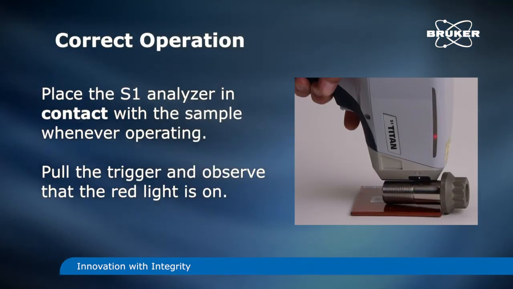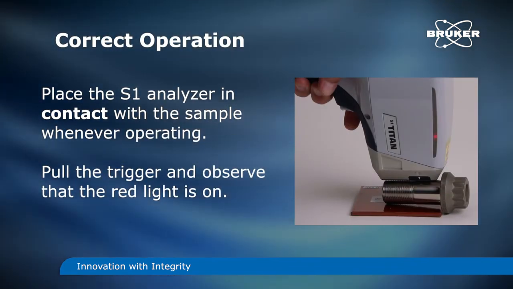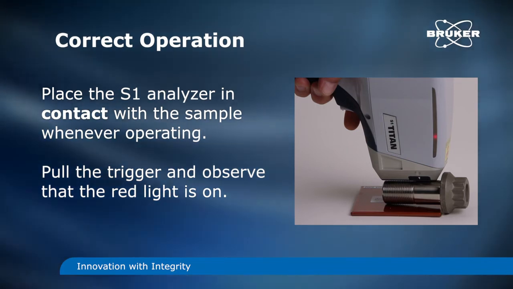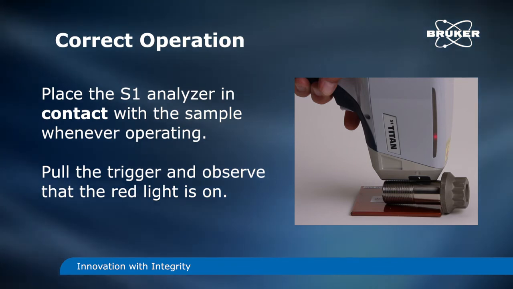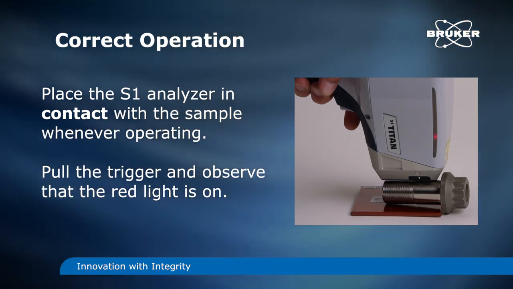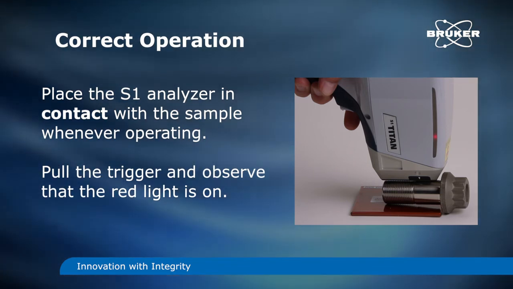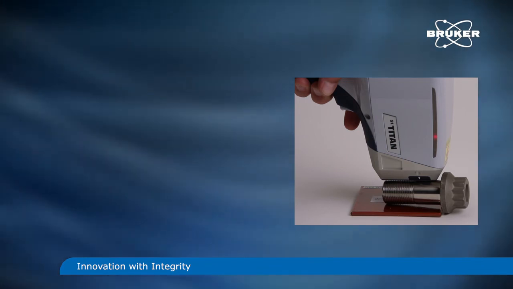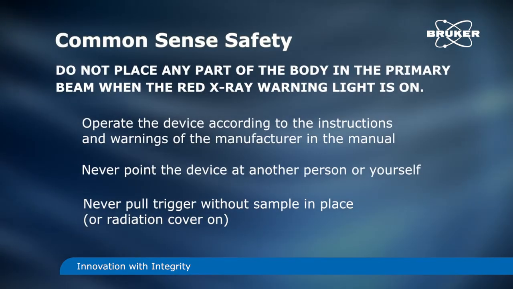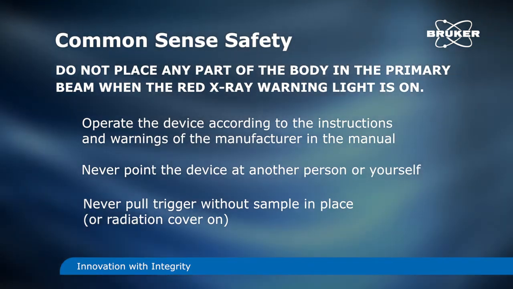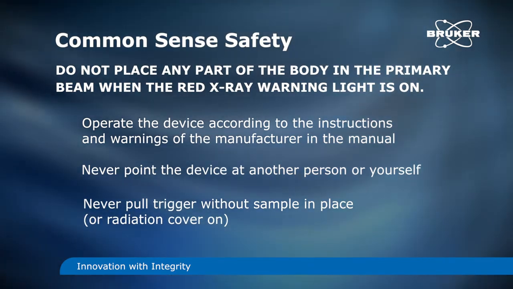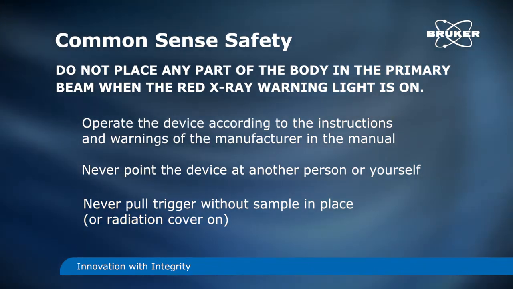The correct way to use the S1 analyzer is to place it on a sample which completely covers the front of the analyzer and is away from the operator's body, or other people in the area. At this time, pull the trigger and observe that the red light is on until the measurement is completed. In review, the common sense safety rules to remember are: Do not place any part of the body in the primary beam in front of the analyzer while the red X-ray light is on.